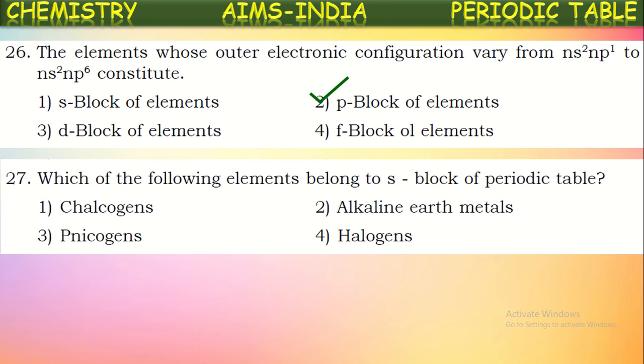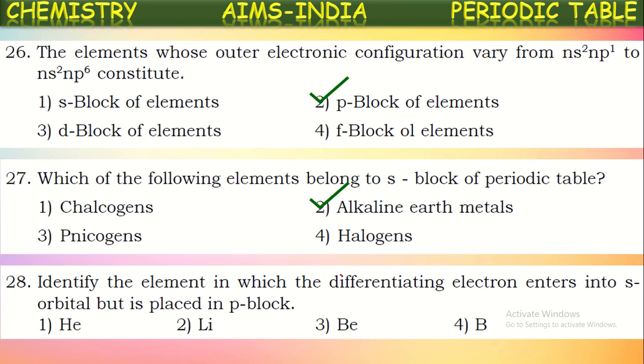Next one. Which of the following elements belong to s block of the periodic table? s block means the extreme left side two columns. We know the first column of this periodic table is considered as alkali metals, 1A group. In the same way, second A group elements are known as alkaline earth metals. These alkali metals and alkaline earth metals together are called s block elements because for these the differentiating electron is present in s subshell. Out of these two, here they have given alkaline earth metals. So these are called s block elements.